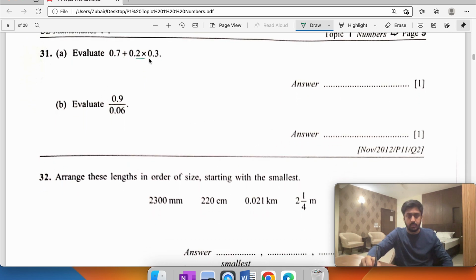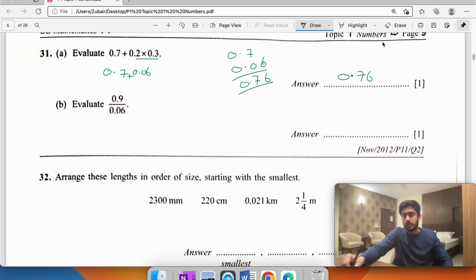Evaluate. Multiply first. So 0.7, 2, 3 times is 6, and 1 and 2 decimal places, so 0.06. So when you add them, you get 0.76. Those who don't know, just write the decimal below the decimal number and you get your answer.